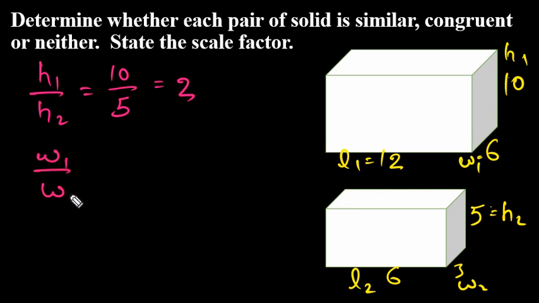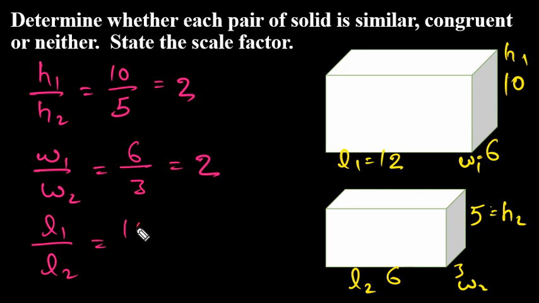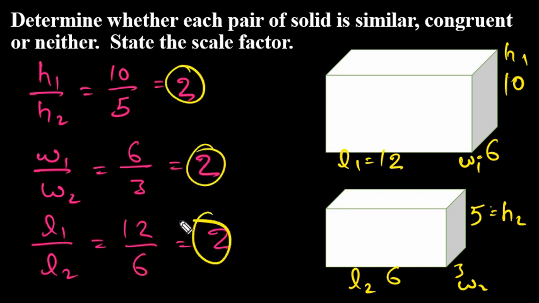W1 over W2 is 6 over 3, which is also 2. And L1 over L2 is 12 over 6, which is also 2. So is this similar? This is 2, this is 2, and this is 2. So yes, they are similar because they have the same shape. Do they have the same size? No, they do not have the same size, so they are not congruent.